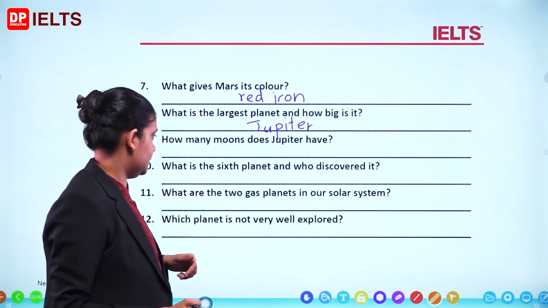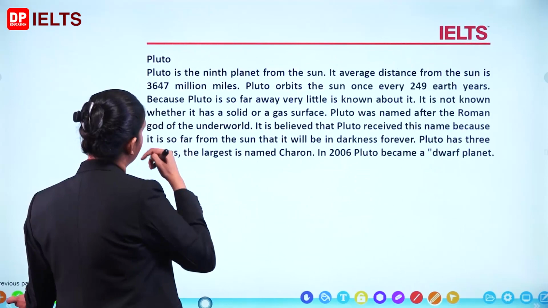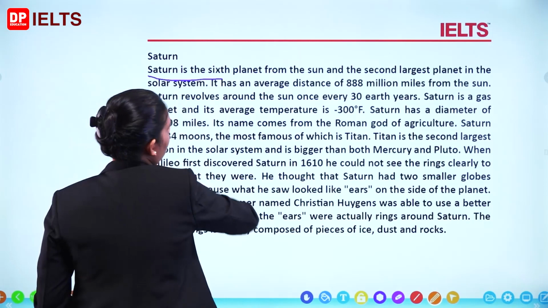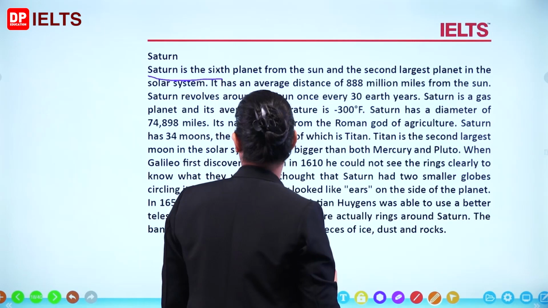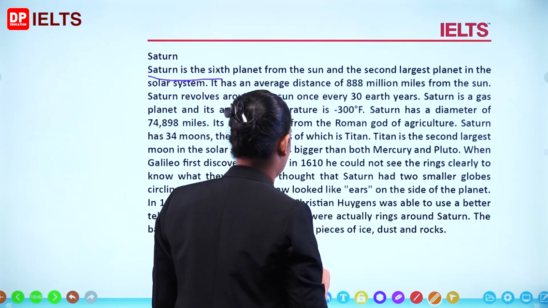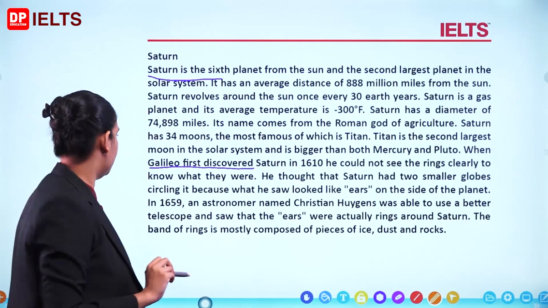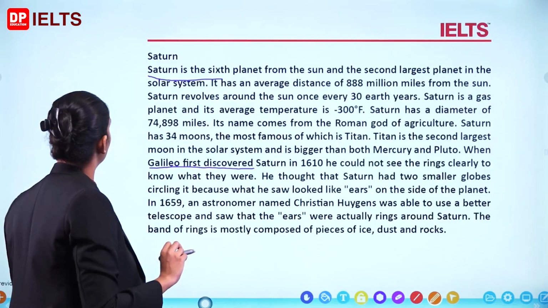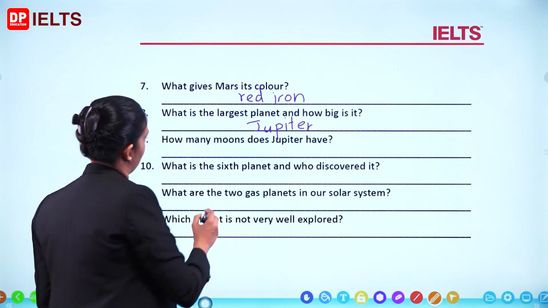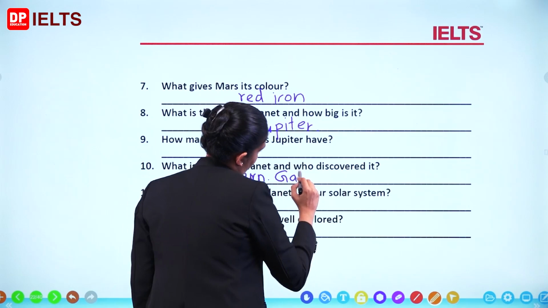What is the sixth planet and who discovered it? Saturn. And who discovered it? Let's see. Galileo first discovered it. Okay. So we have Saturn and Galileo. Saturn. Galileo.